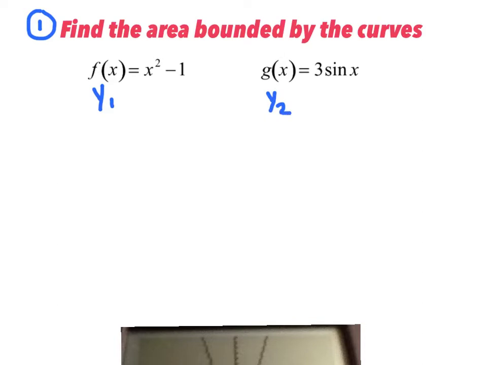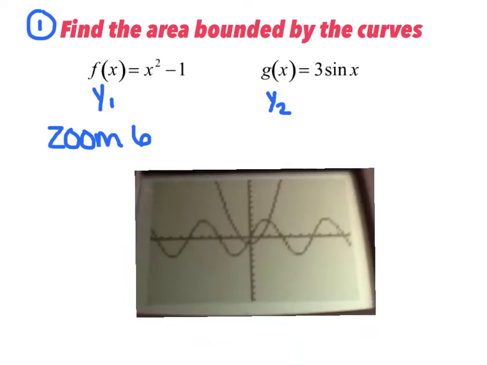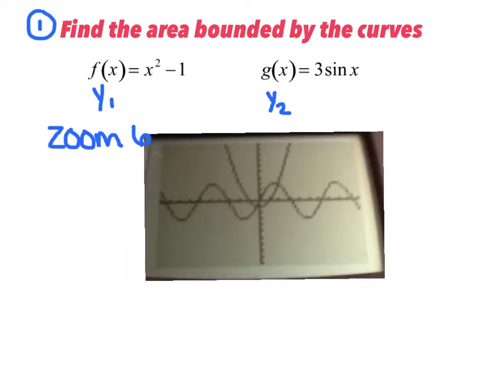Okay, now remember, a few things to check. Make sure you are in radian mode. Once I have them in, I'm immediately hitting zoom 6. That again is my standard window. If you hit the zoom button, you'll see 6 as standard. When I do that, and your graph should look the same, I get this nice graph here.